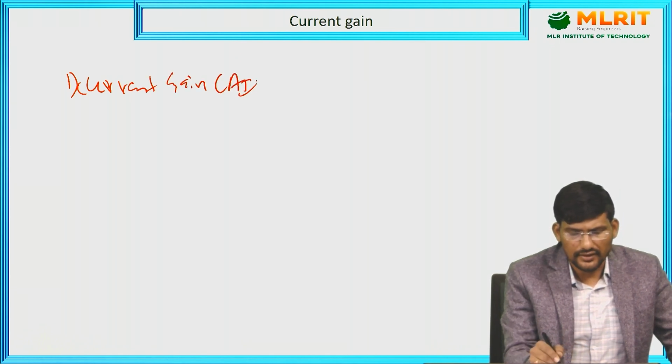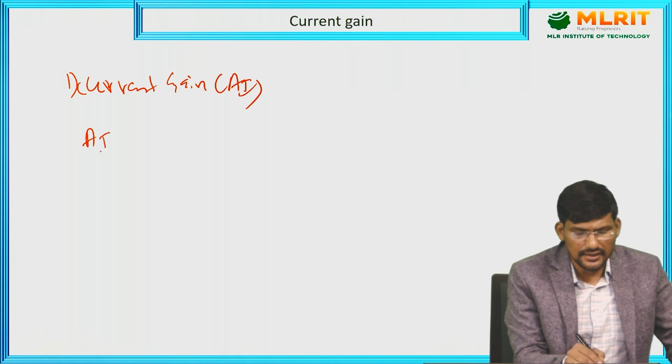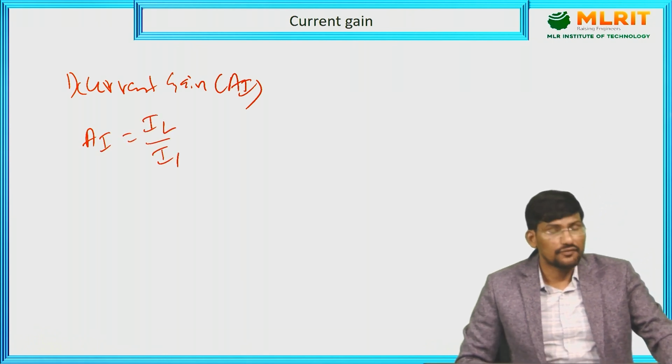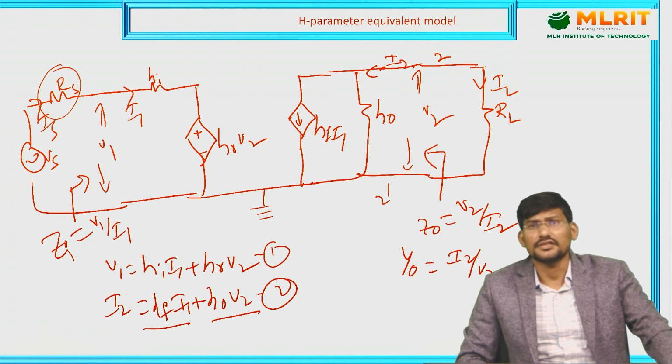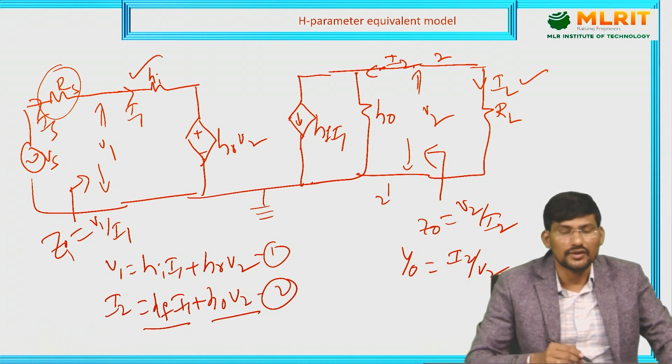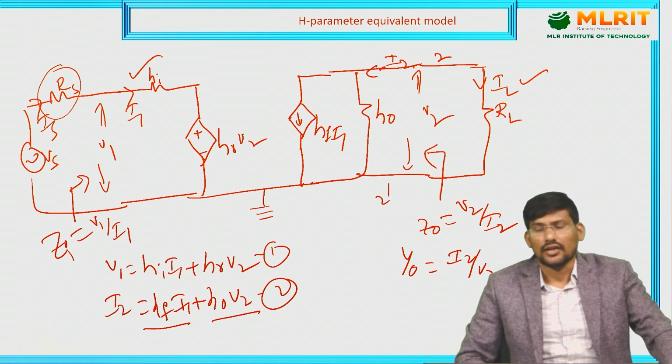How can we define the current gain? Current gain is nothing but the ratio of output current to the input current. If you see this particular circuit, what is the output current here? IL. And what is the input current coming to the transistor amplifier? I1. Now we need to find the ratio of IL by I1.